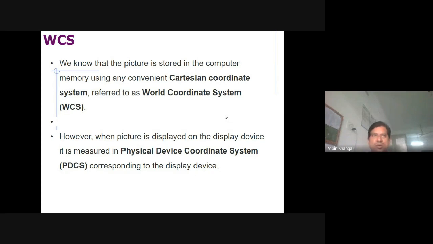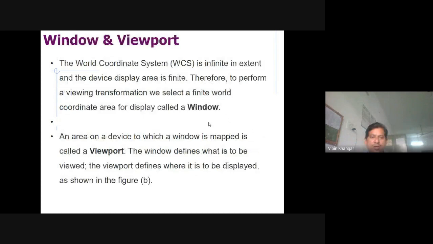That's why we have taken this. This is a part of your syllabus, windowing and clipping. When you talk about window and viewport, two terms come up here: one is window, another is viewport.